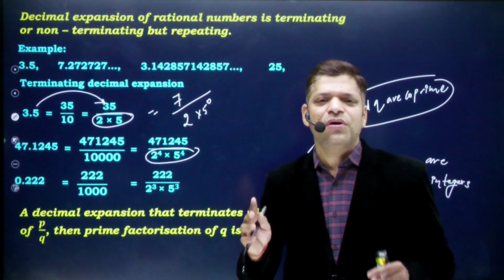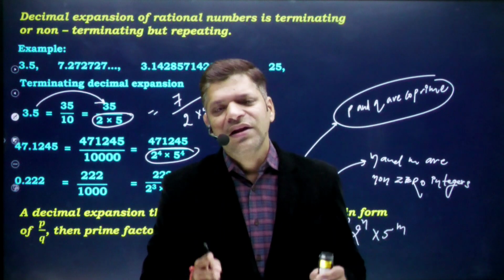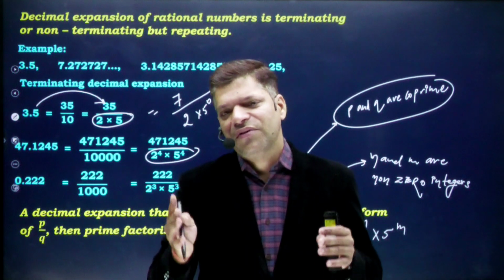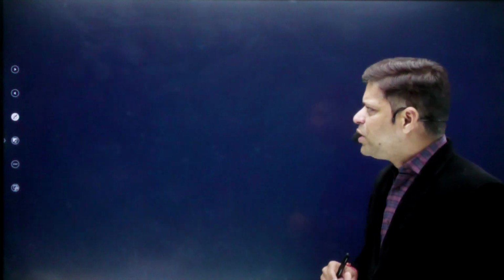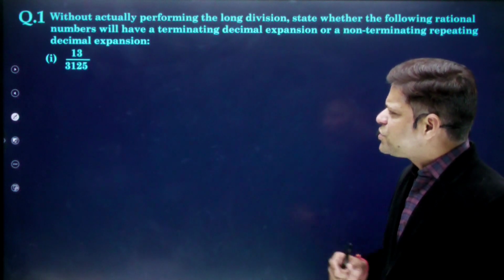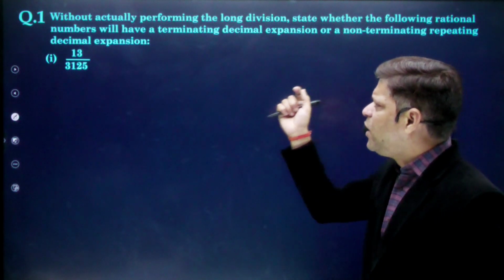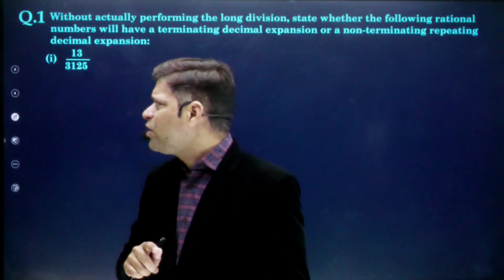Okay, so a terminating decimal expansion has a denominator that can be expressed in the form of 2 raised to the power n times 5 raised to the power m. So this we have to be clear on now. The next one, the first question we have been given, is to do this without actually performing the long division. So here we are not required to perform the long division.